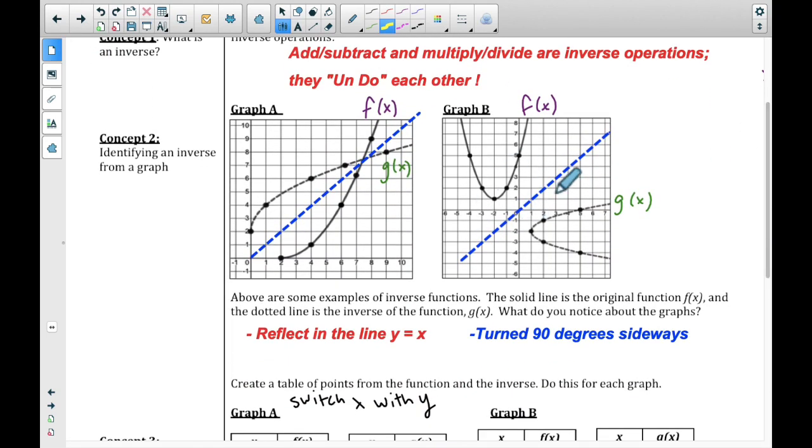Let's focus on graph B. Is f of x a function? Yes, it is. It passes the vertical line test. Is g of x a function?